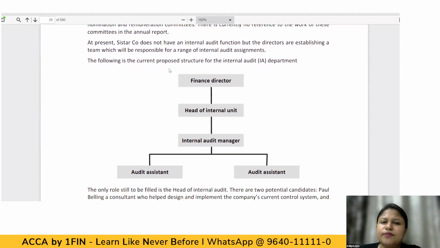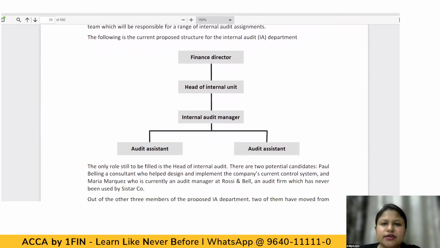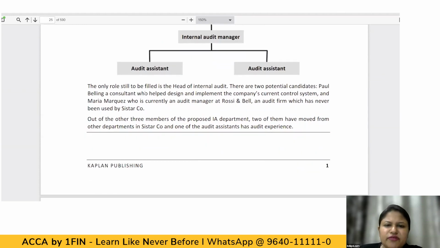The following is the current proposed structure for the internal audit department. So they have decided to come up with an internal audit department. They have decided to have the finance director on top. You have a head of the internal audit department. There is going to be an internal audit manager. Under him, there are going to be audit assistants. That is the hierarchy they have planned for the new department they are proposing. The only role still to be filled is the head of internal audit. All the audit assistants and the rest are filled up, but what they could not fill is the role above the internal audit manager, that is the head of internal audit. There are 2 potential candidates. One is Paul Belling. He is a consultant who helped design the implementation of the company's control system.